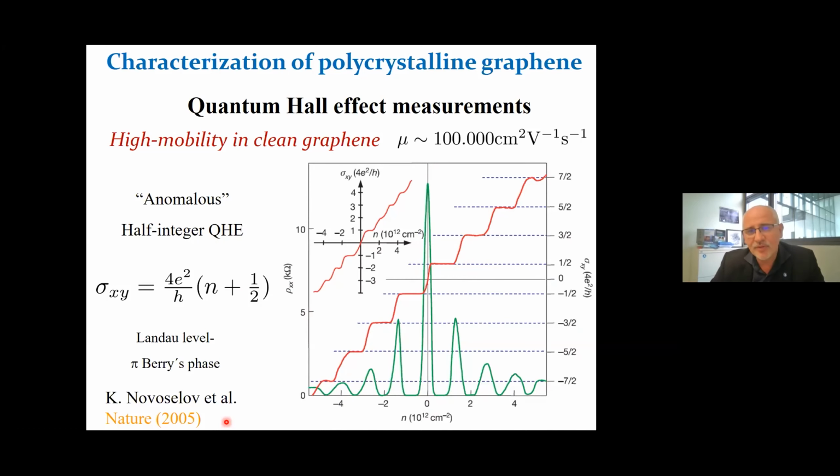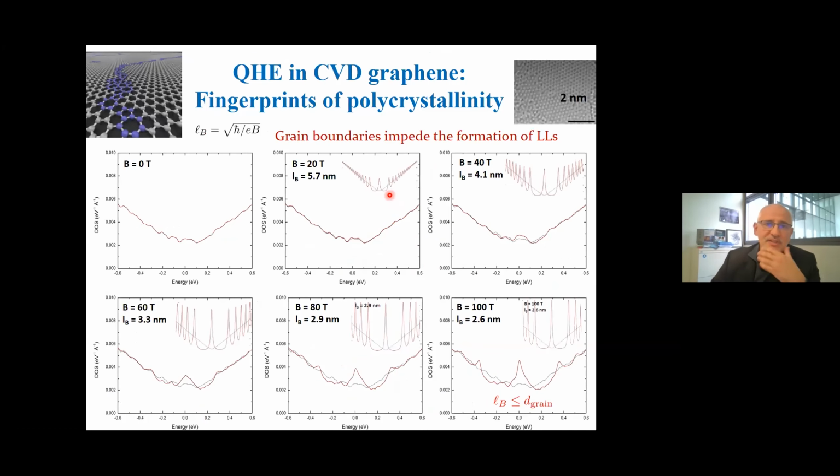This has been observed in clean graphene, a mechanically exfoliated graphene layer. So what happens if you have polycrystalline graphene? It turns out that these grain boundaries are impeding the formation of Landau levels. You will see an illustration of that. What we plot here is how the density of states changes with increasing magnetic field. Since our grains are quite small, we go to very, very large magnetic fields. And you have in the inset the corresponding Landau level structure for a completely clean graphene sample.